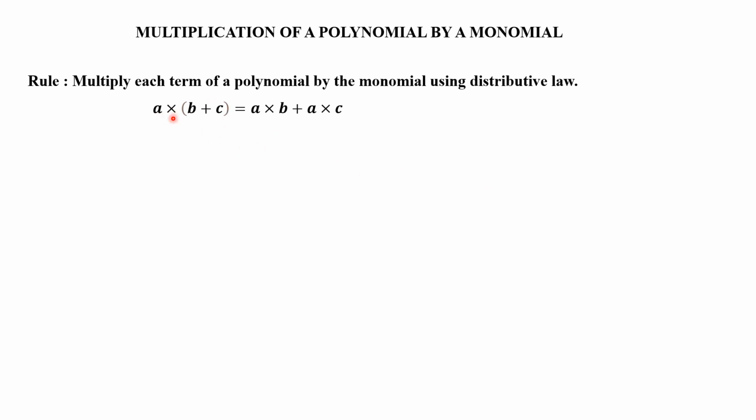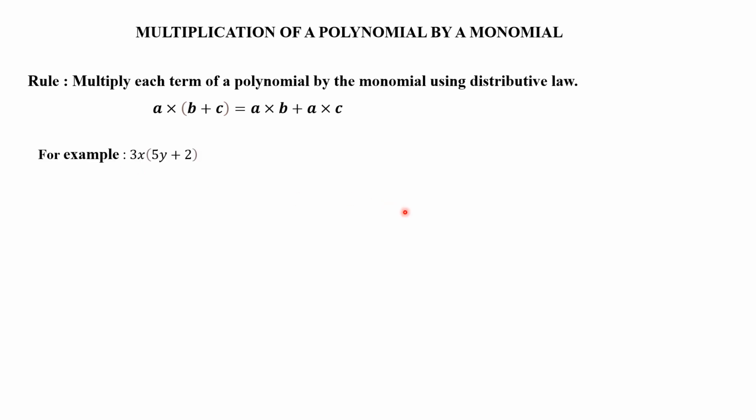So distributive law tells that if it is in the form of a multiplied by the sum of b plus c, then you have to write it as a into b plus a into c. So like this only you have to multiply the polynomial by a monomial.